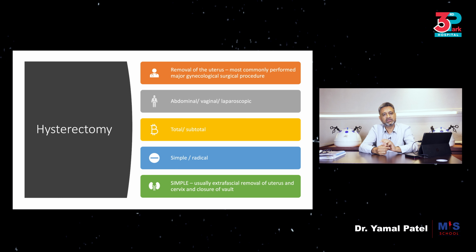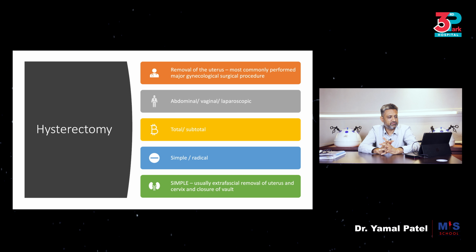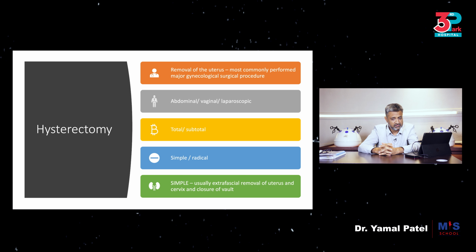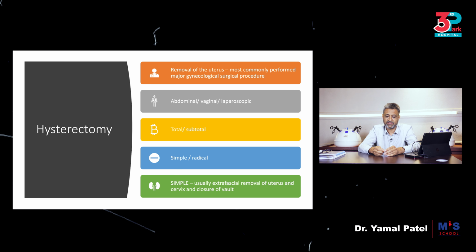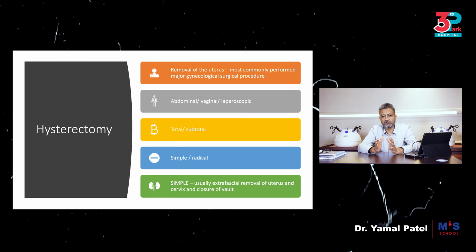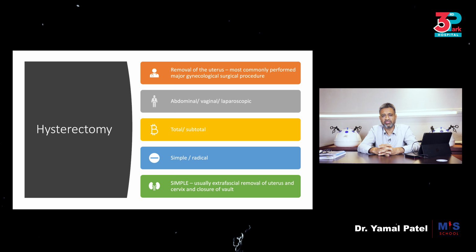So hysterectomy is basically removal of the uterus, and it's the most commonly performed major gynecological surgical procedure. It can be done by the abdominal route, the vaginal route, or the laparoscopic route. It can be total or subtotal, total being removal of the uterus corpus along with the cervix. And subtotal means removal of the uterus but leaving the cervix. It can be simple or radical.